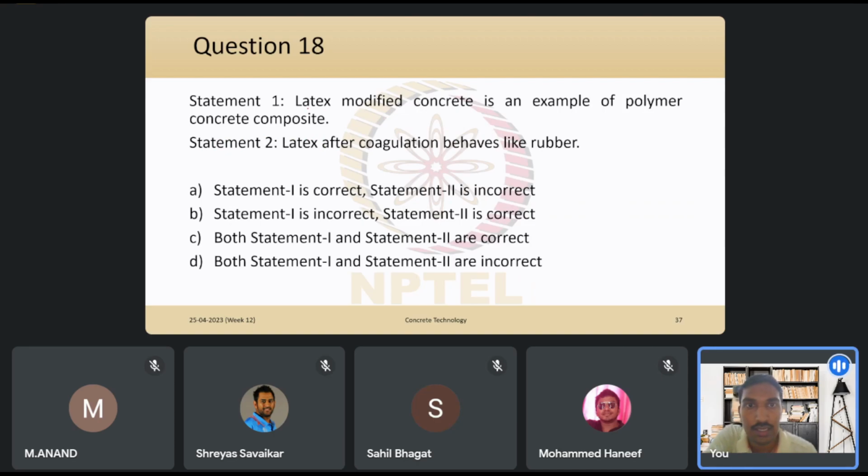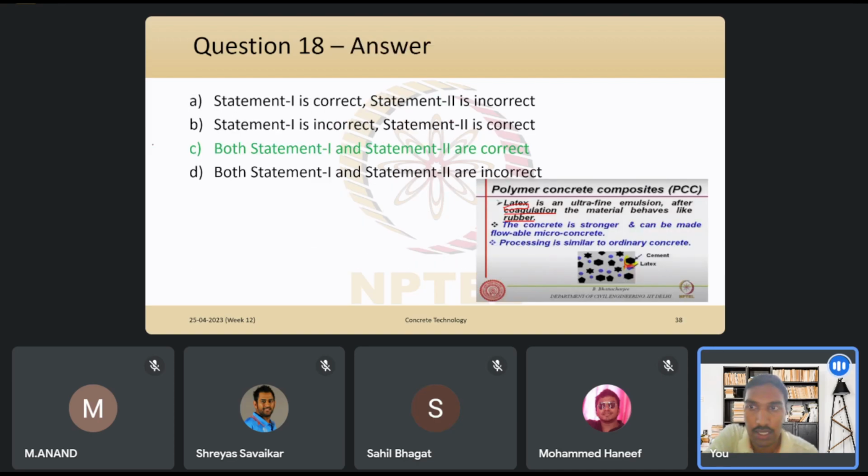So one says that latex is one example for polymer composite concrete, so that is true. And statement 2 is that once it coagulates, it will behave like rubber, so that's how it behaves. So that is also true, so both the statements are correct. So therefore the right option is C.